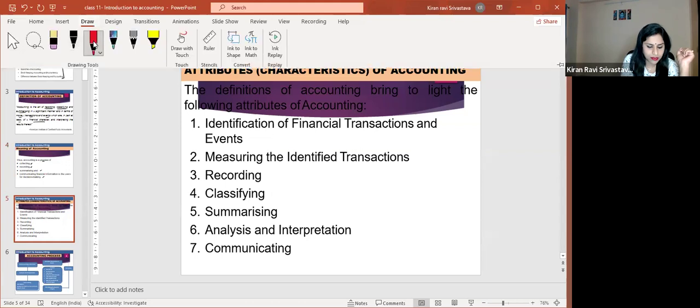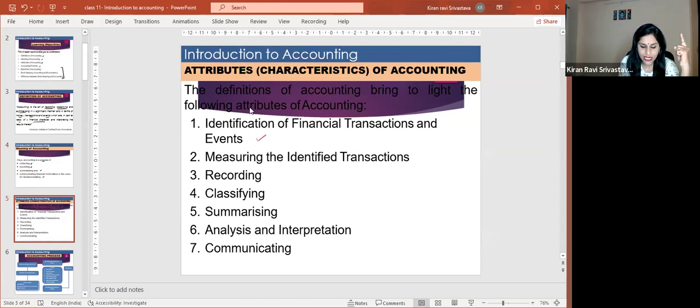These are the attributes. First, you have to identify whether the transaction is financial in nature or not. A transaction will become financial in nature only when it is an economic event. A non-economic event will not lead to a financial transaction, but an economic event will. For example, purchasing a chair is an economic event. The businessman has purchased the chair and it has come to the business, so it will be recorded.